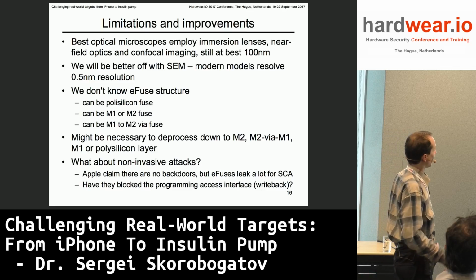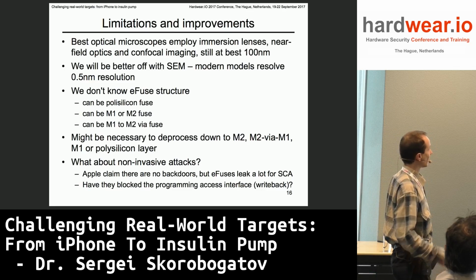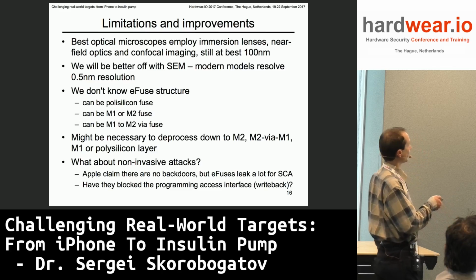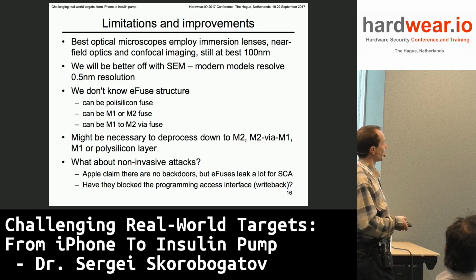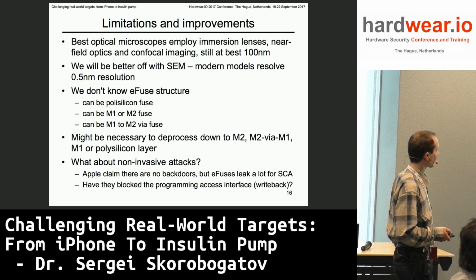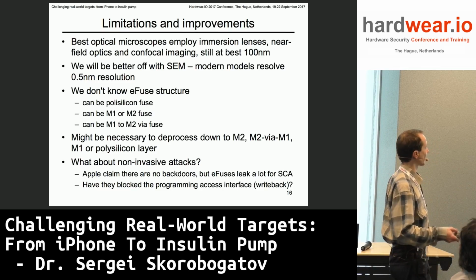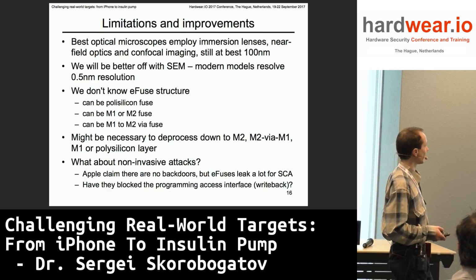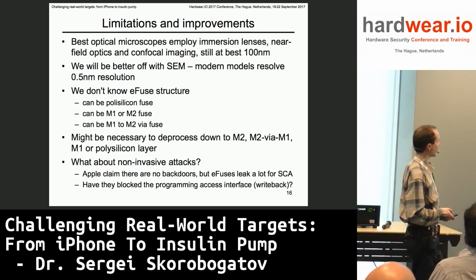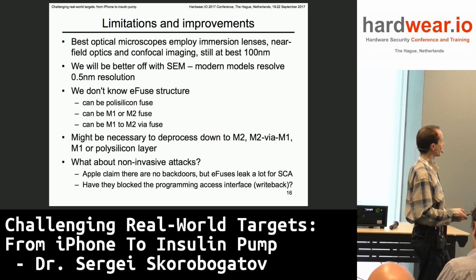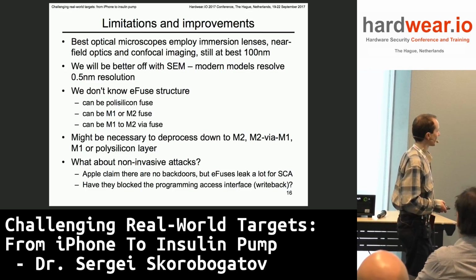And also because you don't know where this UID key is programmed, and very likely they use eFuse, but you don't know whether it's implemented as a polysilicon fuse, whether it's in metal 1 or metal 2, or even in the wires in between. So we'll have to deprocess the chip to various levels, try to find out the differences in fuses and transistors, and then do a very long reverse engineering. So obviously the only practical way would be to use non-invasive attacks.